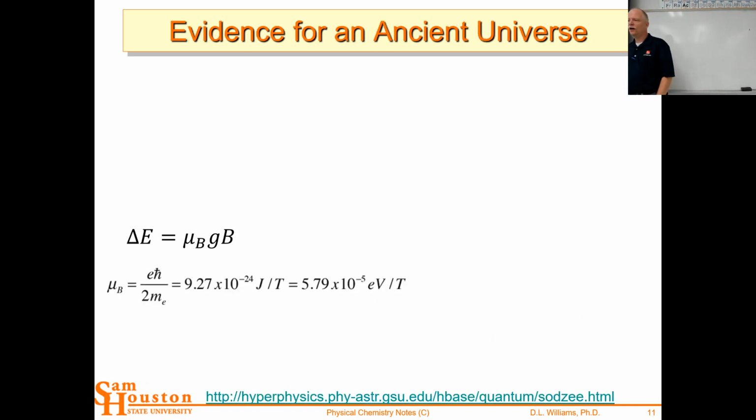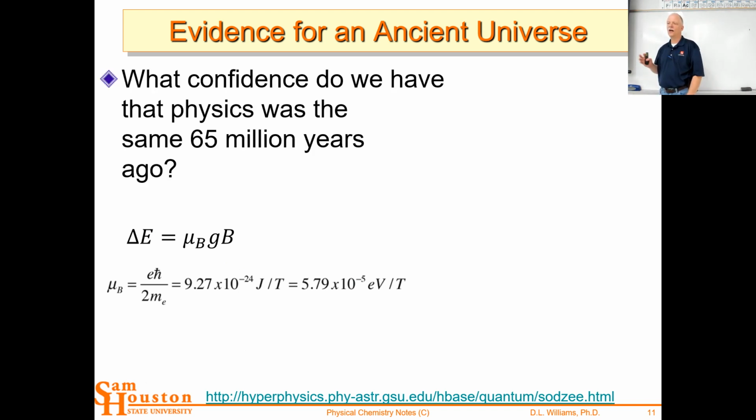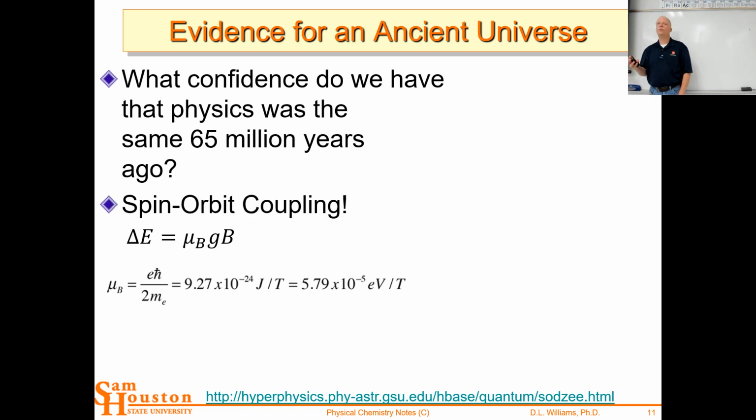Last slide, I think. Now, this is a long way away. So how do we know that the laws of physics, so what confidence do we have that physics was the same 65 million years ago as it is today? Well, this spin-orbit coupling is how we know. So think about what's going on with the sodium doublet. That is the splitting of the p orbital with the spin of the electron in that orbital, okay? And that spin-orbit splitting depends upon what they call the Bohr magneton, the electron g value, and the magnetic field.